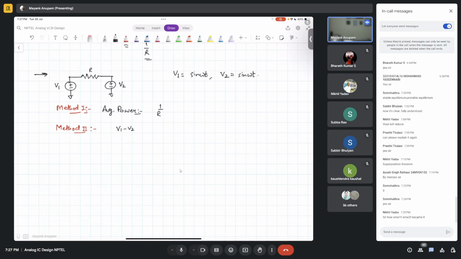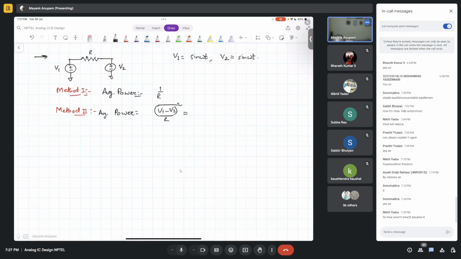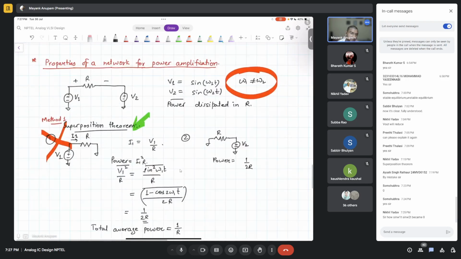The second method will give you the average power equal to V1 minus V2 upon R, the whole square, average, right? So what is V1 minus V2? It is simply 0, divided by R. So it is 0, correct? Yes, sir.